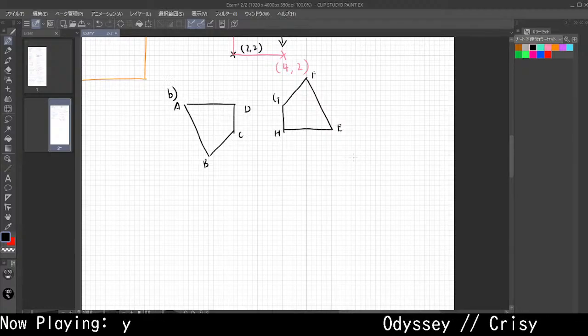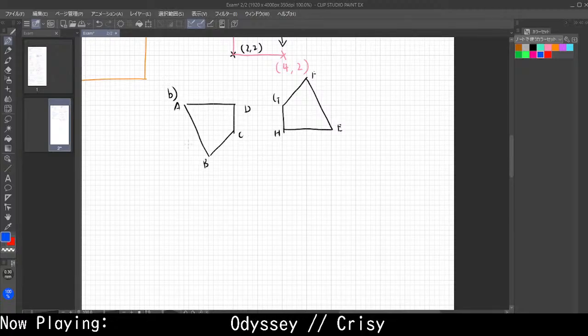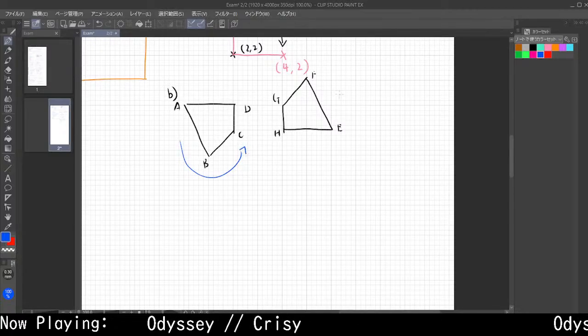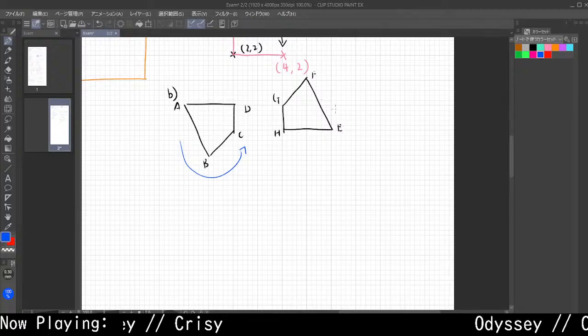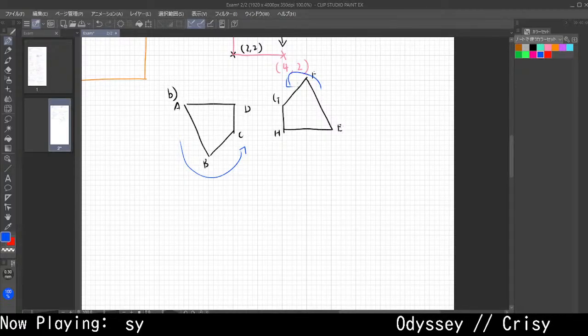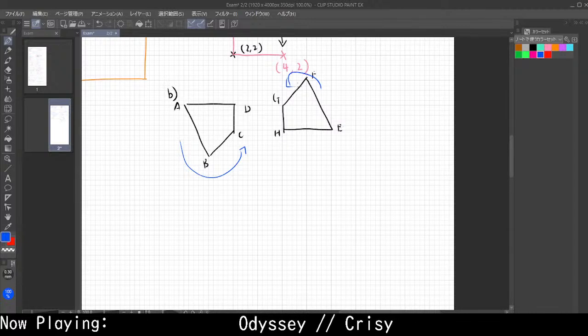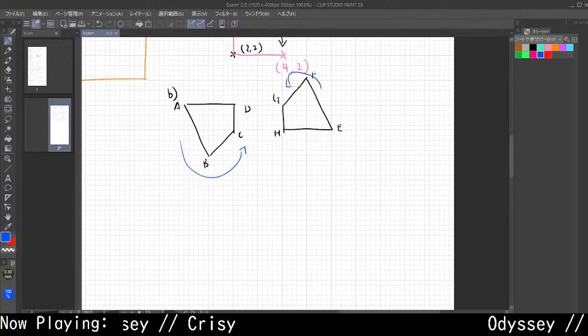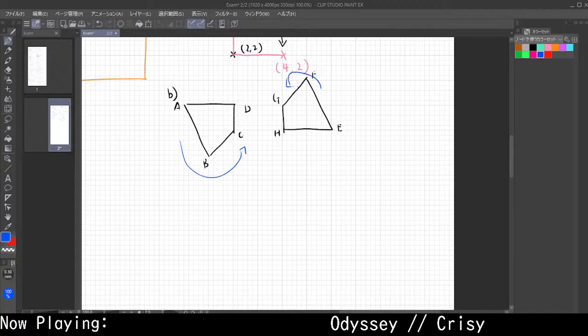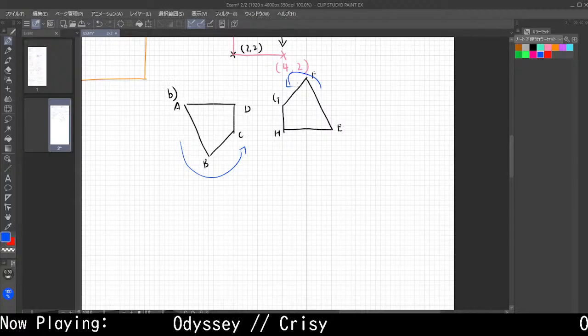if you look at the order of the letters, your A, B, C, D goes counterclockwise. Your E, F, G, H also goes counterclockwise like this. Since both go counterclockwise, we say that the order of the letters remains consistent. If the order of letters remains the same across your object and your image, it has definitely gone through rotation, because rotation only spins your shape, but it will not change the order of the letters.